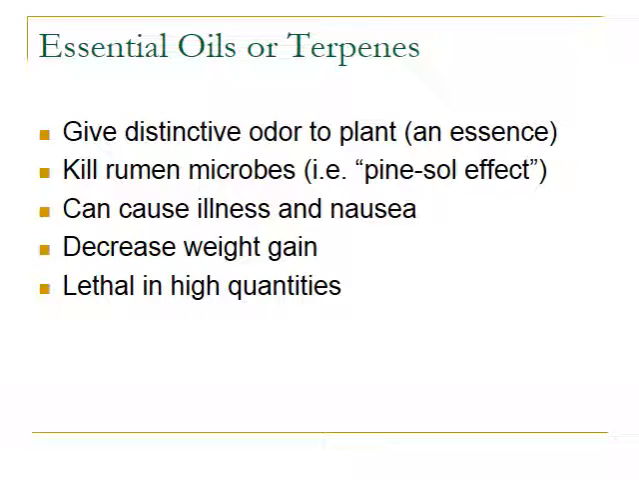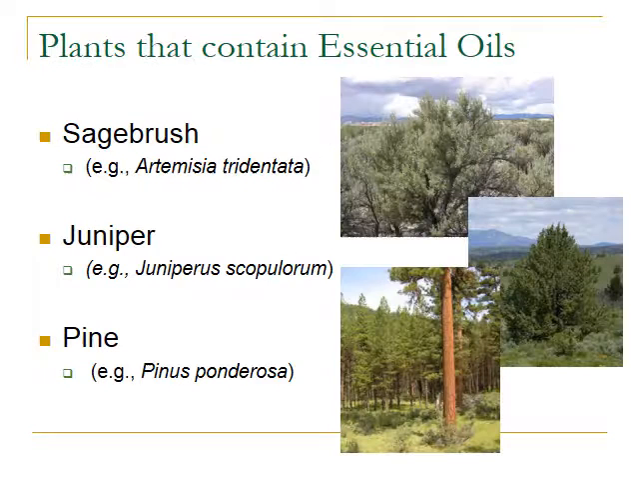The effect that they have is that they kill rumen microbes. Again, this is that Pine-Sol effect I talked about earlier. So if an animal eats too much of this, they do get ill, they do feel nauseous, and it kills rumen microbes. So most often if animals are eating a lot of plants with terpenes, we see loss of weight gain. Very seldom would animals eat so many terpenes that they would die, so they're lethal only in really high quantities, and usually animals don't eat that much.